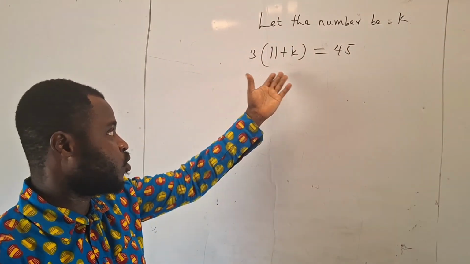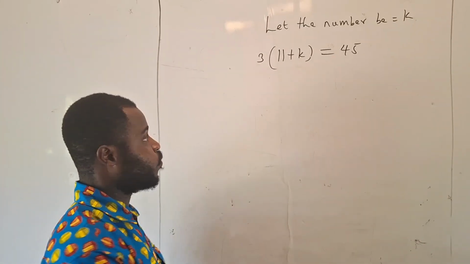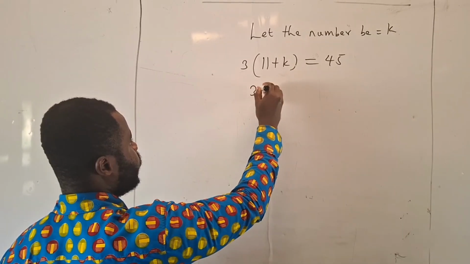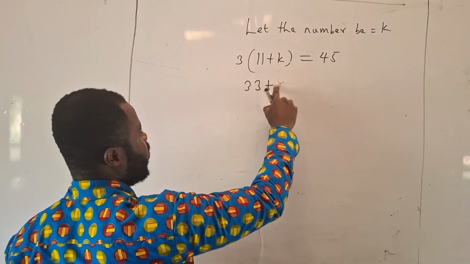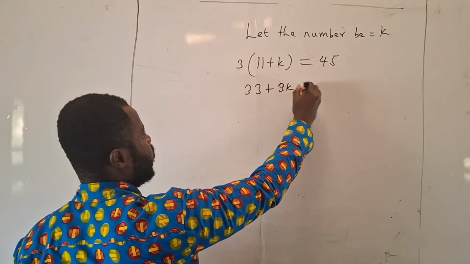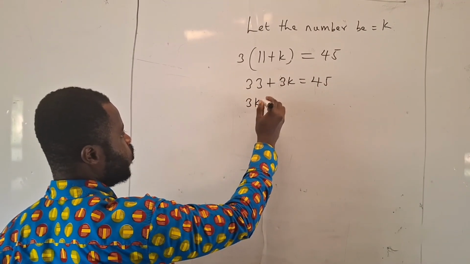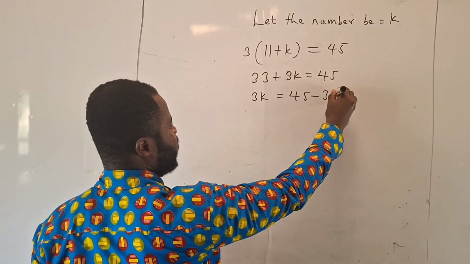So in equation terms, this one you can easily solve. But you have to understand how to write a statement for it and solve. So we open the bracket here. 3 times 11 will give us 33. 3 times k will give us 3k, which will give us 45. So we are going to solve for k. So 3k is equal to 45 minus 33.